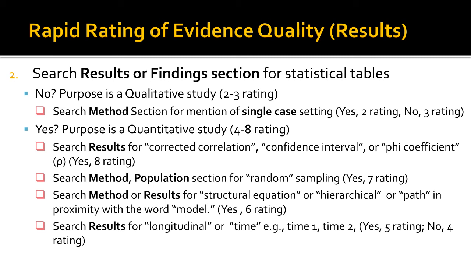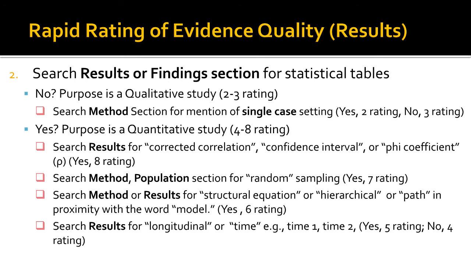If we did find statistical tables in the results section, then we know the paper is reporting some form of statistical analysis. To determine which type of statistical study was conducted, we search the paper using the find function for the word phrases corrected correlation, or confidence interval, or phi coefficient, which will display in a table as the Greek letter phi, like a P but with a longer stem. If we find any of these word phrases in the text, then the paper is reporting a form of meta-analysis which should be rated as a quality of 8, or QR8.